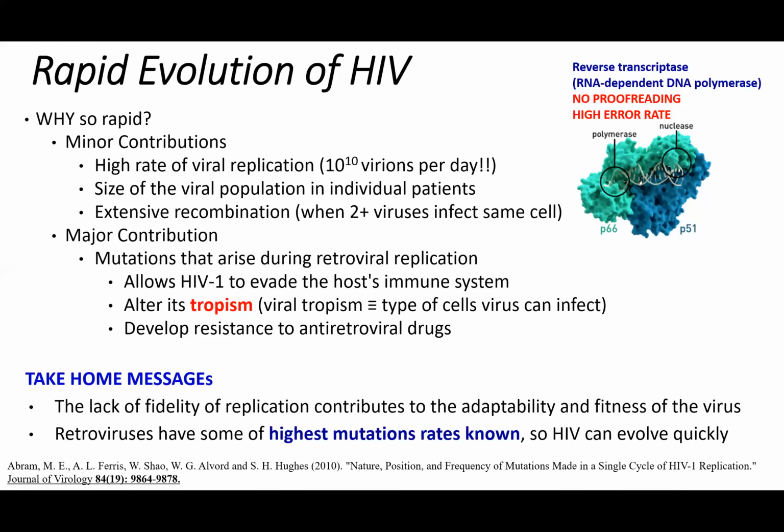So the take-home messages from this part is that the lack of fidelity in the replication does contribute to the adaptability and fitness of the viruses. Retroviruses themselves, like HIV, have some of the highest mutation rates known on the planet itself. And this allows HIV to evolve very rapidly.